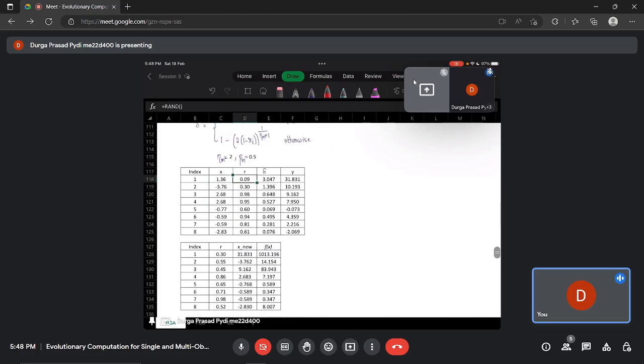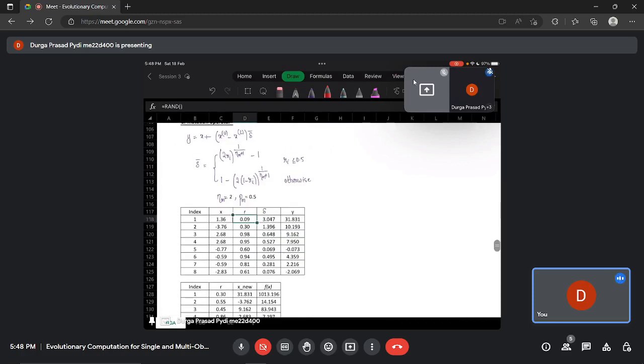Again, we generate some random number. In this formula, if you can see for delta bar, the first step is to generate a random number. If it is less than 0.5, you use the first case. Otherwise, you use the second case. So you calculate all the values of delta. Once you get delta, you substitute in this formula to get the value of y. So you can see in this particular case, these are after your x.